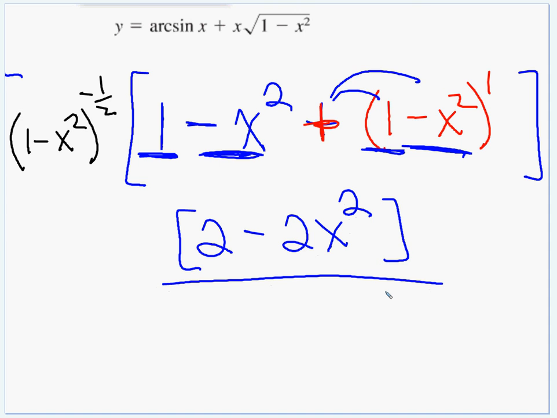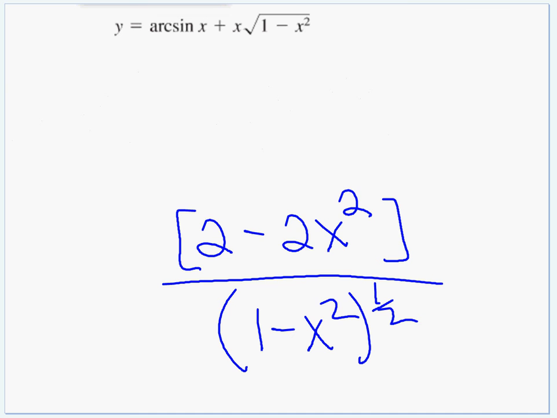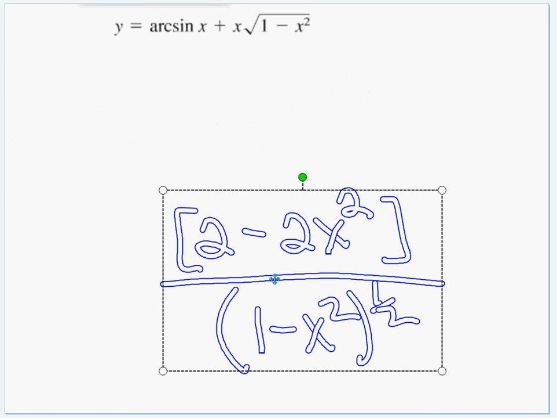And then let's get rid of our negative exponent. This negative exponent here, we'll just move it down into the denominator, and we can make it into a positive exponent. 1 minus x squared to the half power. Now, if you stopped right there, I'd be okay with that. It is a good-looking answer, but it's going to get even more beautiful.